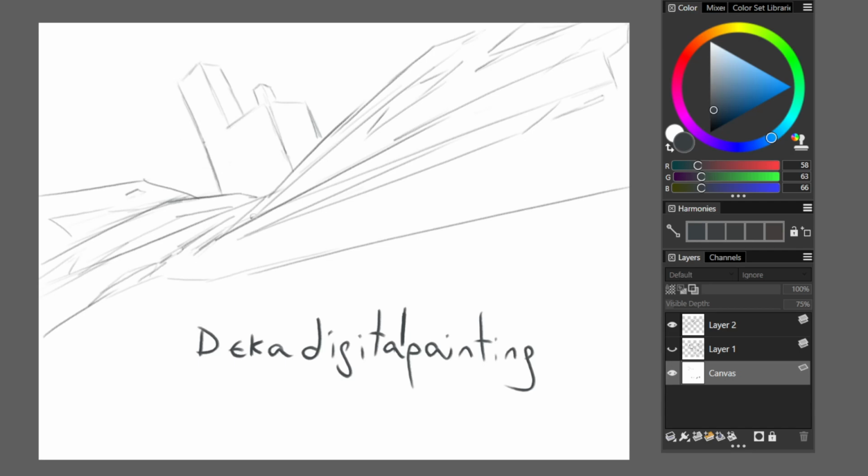I like this composition. I think I'm going to finish this off camera.